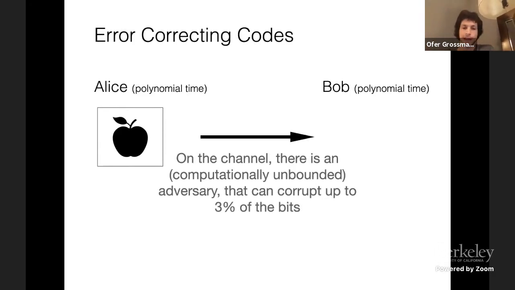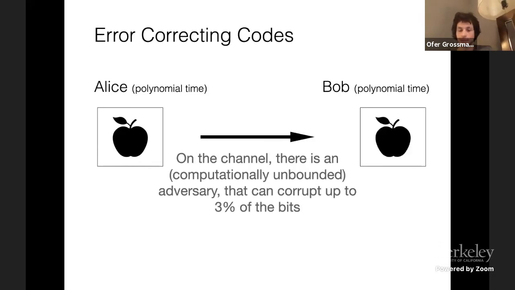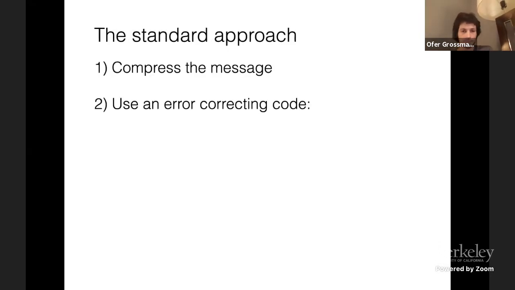And here we'll assume that Alice is a polynomial time machine, and Bob is a polynomial time machine. She wants to somehow send it to Bob so that even if there are errors, Bob can still recover the original message. And so the standard approach is first we compress the message and then we use an error correcting code. So it's a two-step process.